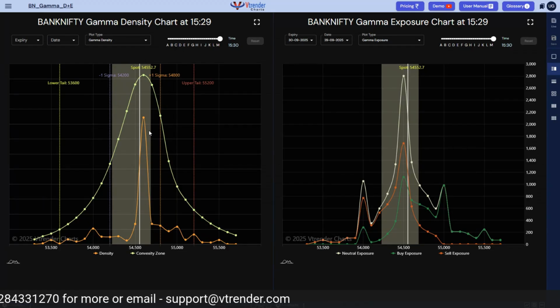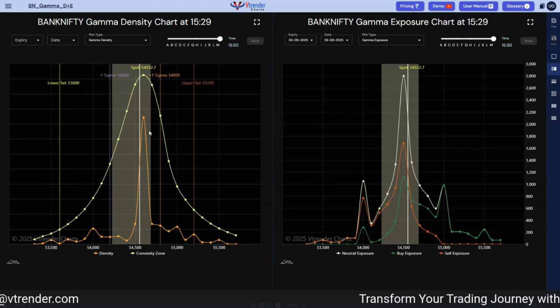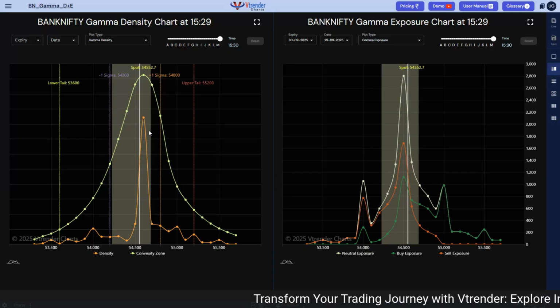But as with Nifty, we will have to keep this chart open and see whatever changes are happening on this chart, and accordingly prepare ourselves to take trades in that direction.